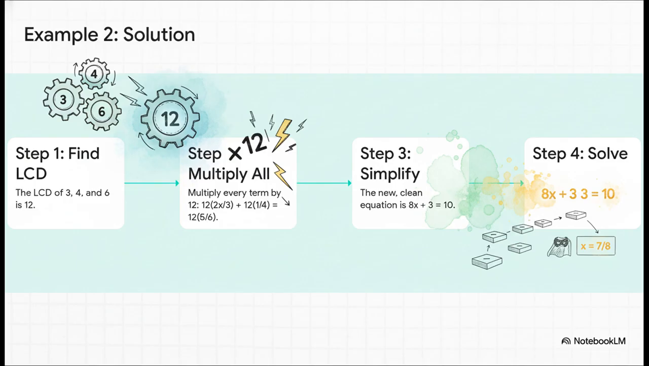12 times 2x over 3 simplifies to 8x. Then 12 times 1/4 gives us 3. And on the other side, 12 times 5/6 is 10. And just like that, our intimidating equation turns into a super clean 8x plus 3 equals 10. A little bit of simple algebra later, we find out x equals 7/8.